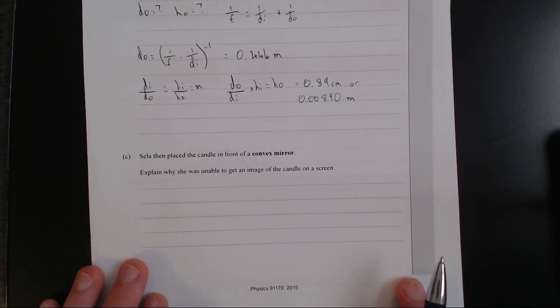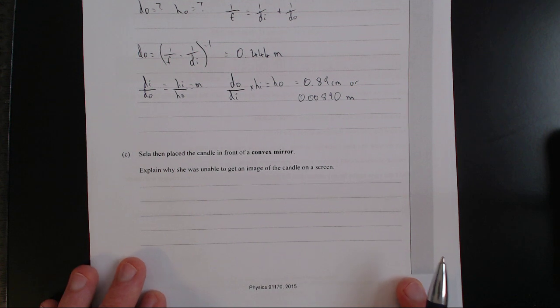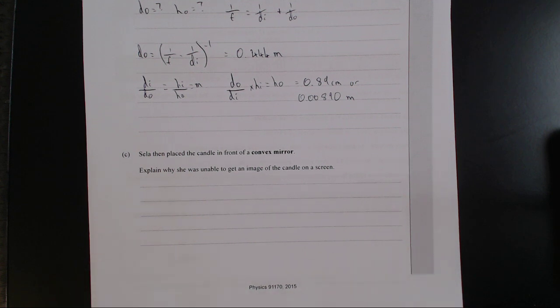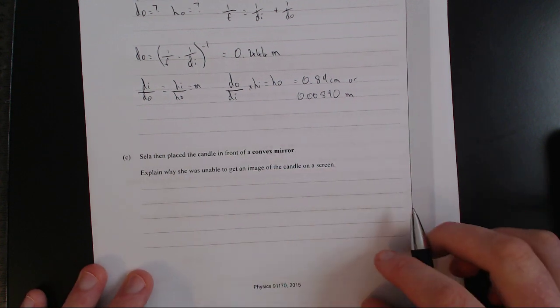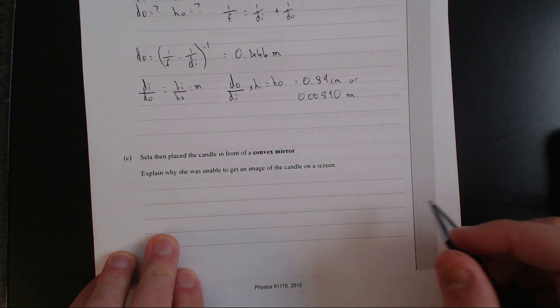Seela then places the candle in front of the convex mirror. Explain why she was unable to get an image of the candle on the screen. It's a convex mirror. Convex mirrors produce virtual images. That's all we really need to say.